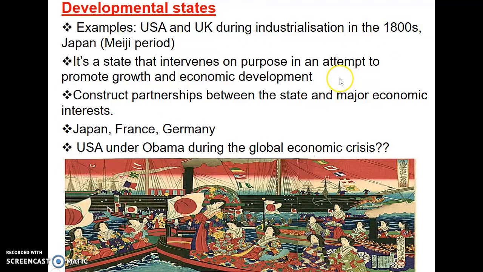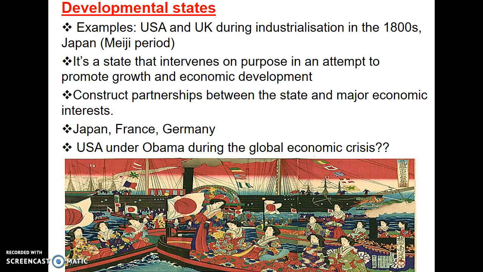That is, unlike minimal states, where they prefer to have a hands-off philosophy on the daily runnings of people's lives, developmental states have a very specific relationship between the state and the market. In fact, developmental states purposefully construct partnerships between the state and major economic interests. The point is always to boost economic development and growth. Japan, France, and Germany are current examples of these types of states.